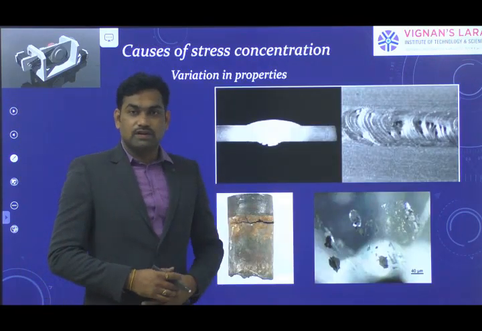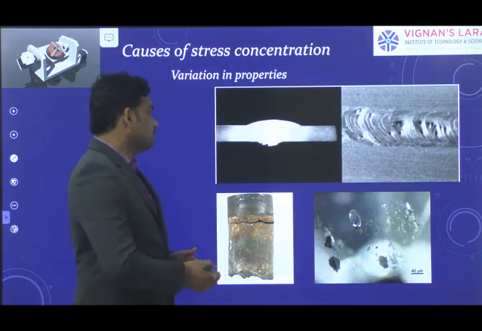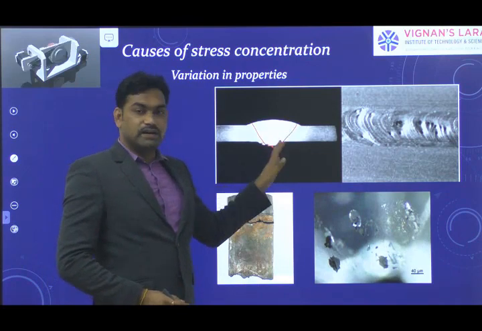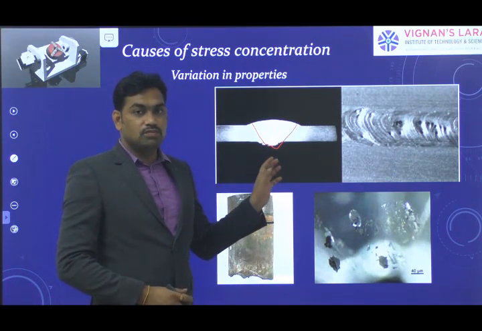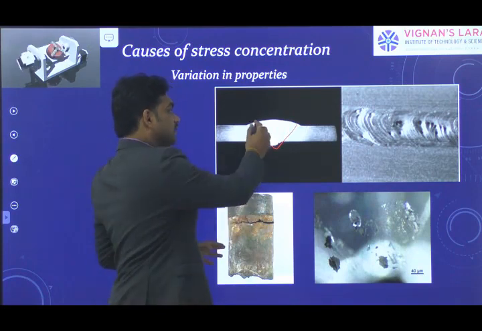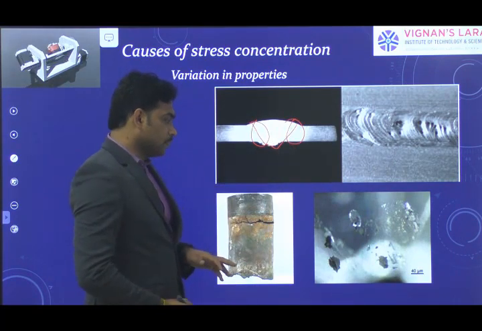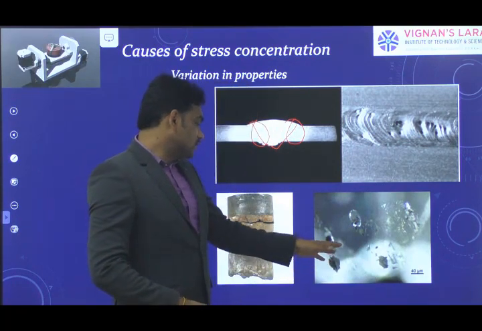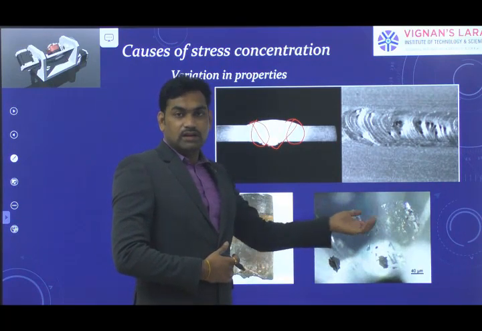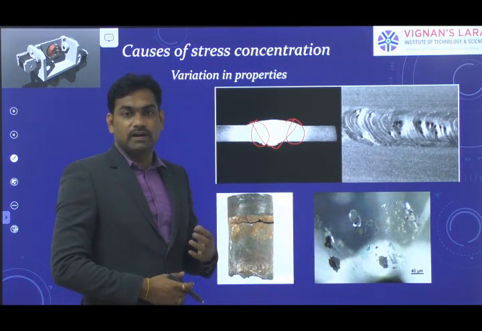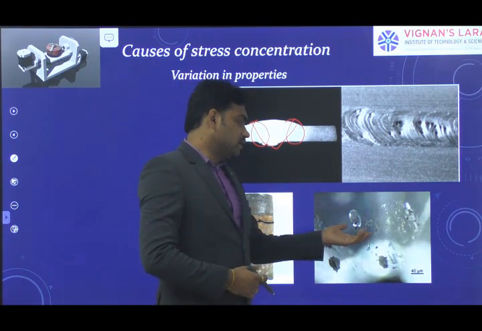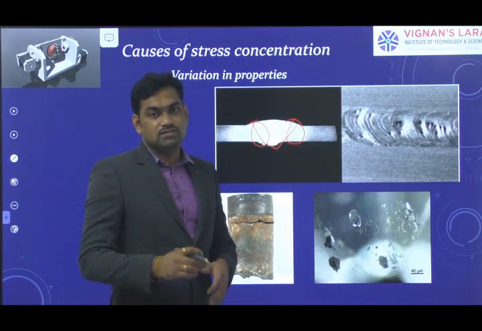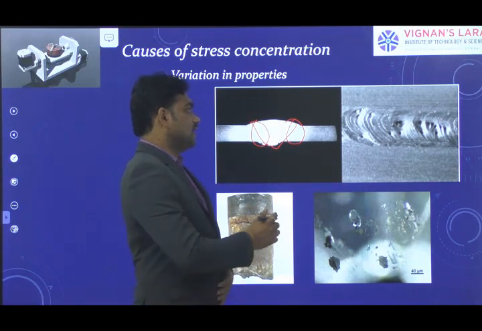So the first one is a variation in properties. For example, take a built wheel. You can observe clearly that a difference in properties between the two machine components will cause a very great stress concentration at these particular areas. As well as this, there are inclusions in the cast product. In a microscopic view you can observe foreign material that can be included in the machine component during the casting process. Due to these inclusions of foreign materials, it causes a stress concentration.